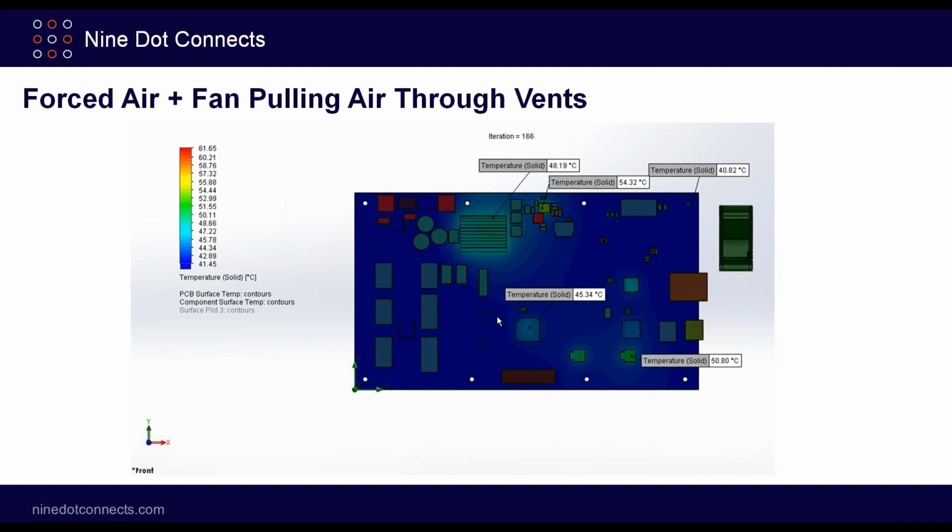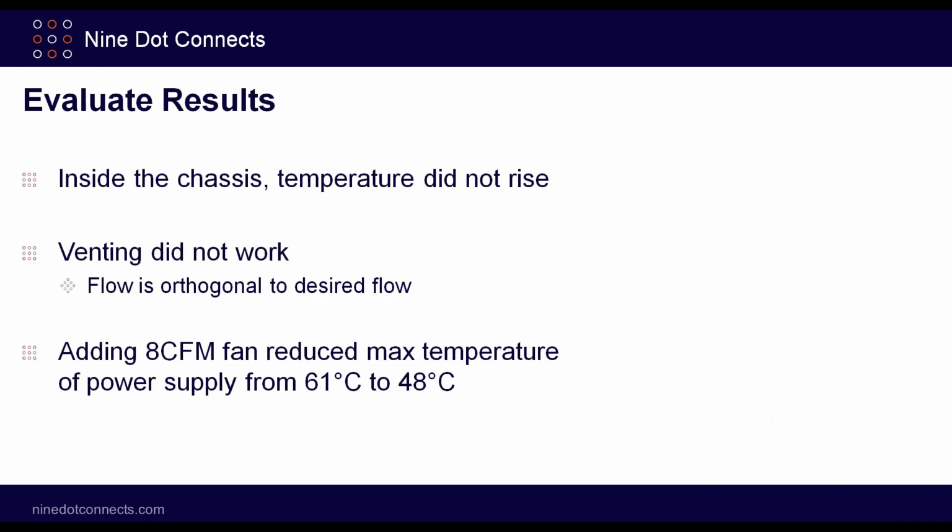So in under an hour, I was able to look at all these variations, and I was able to quickly determine, yes, I could use a fan. If I didn't add a fan, the venting that I had proposed did not work. The reason being that the flow is in the wrong direction. The flow was coming into the box, but not across the heatsink. And by adding a fan, I was able to reduce my power supply brick from 61 to 48 degrees.